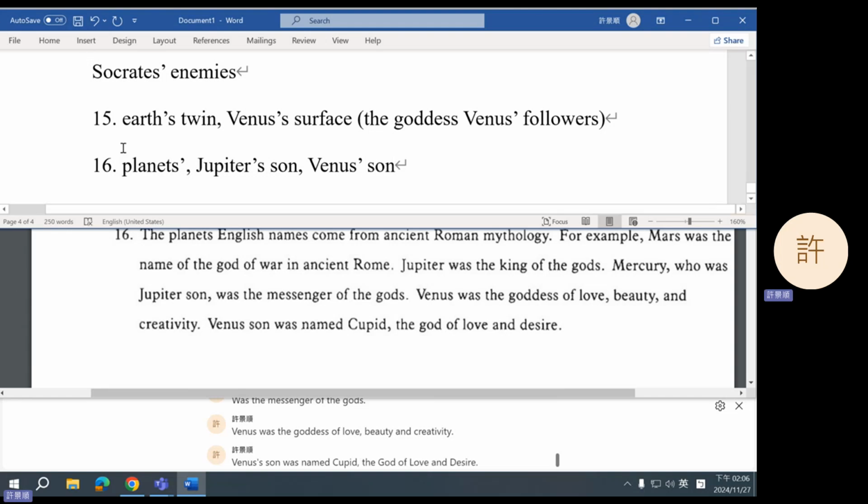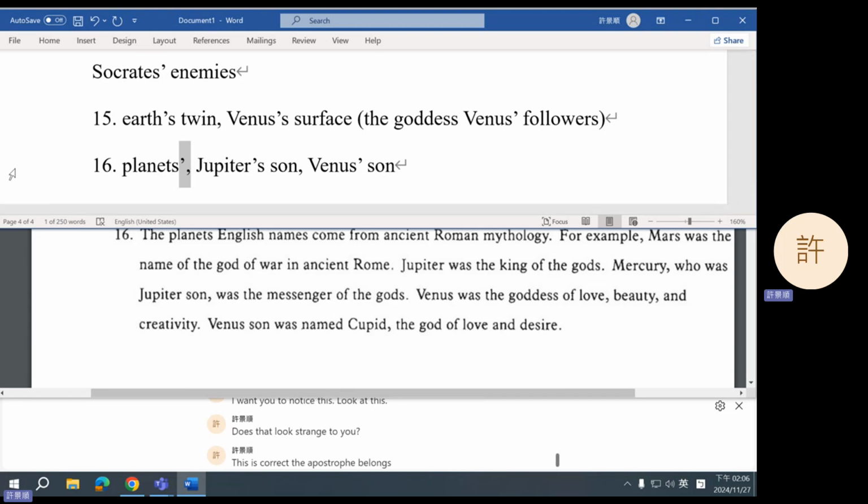I want you to notice this. Look at this. Does that look strange to you? This is correct. The apostrophe belongs to the word. It is part of the word. So if you have a comma or period, that of course comes after the word.